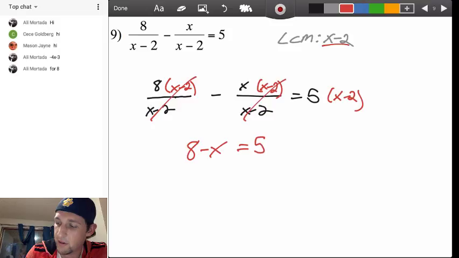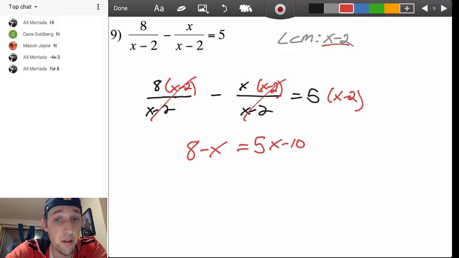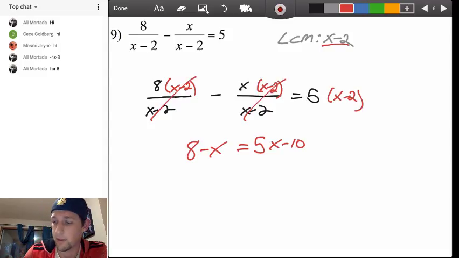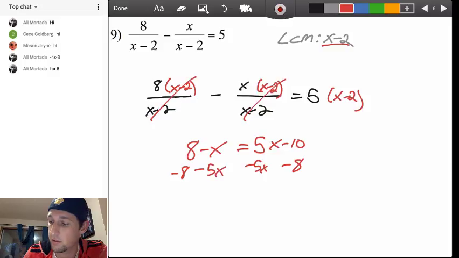I get 8 minus x equals 5x minus 10. So my fractions are gone on the left-hand side, and on the right, all I did is distribute. Once you get to here, just see what you got left. I've got a pretty straightforward linear problem. So I'm going to subtract 8 and subtract 5x from both sides. I'm doing two things at once. I get -6x equals -18. Divide, I get x equals 3.